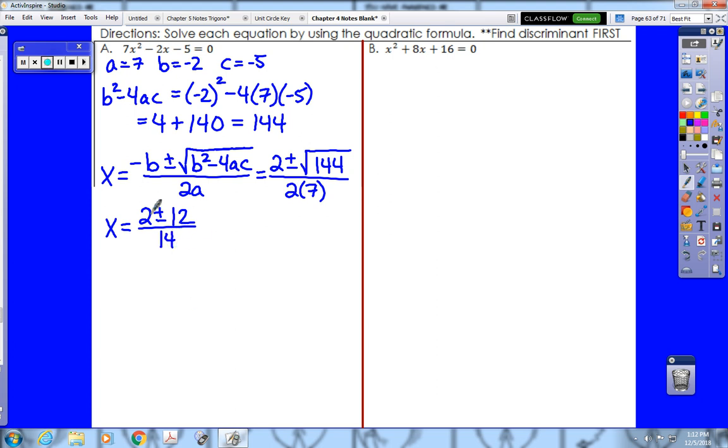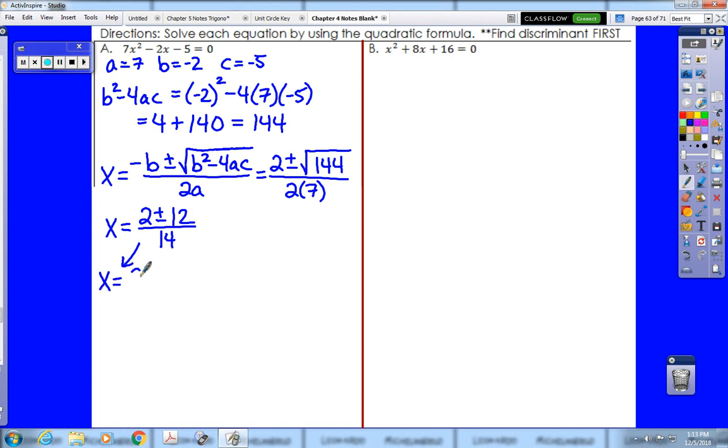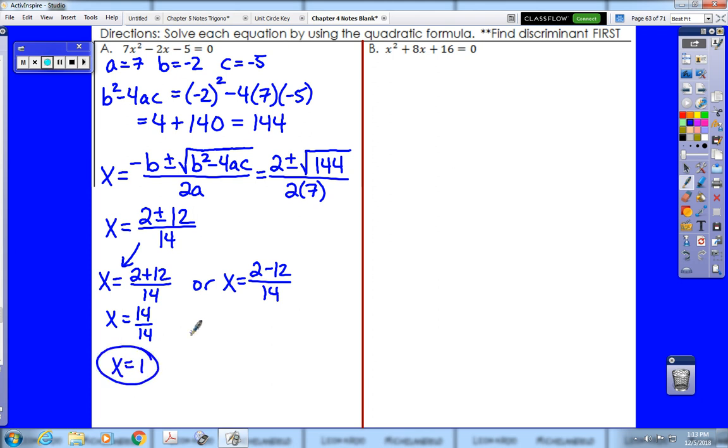Now there are no roots in this answer, so we are expected to break that into two separate answers. 2 plus 12 divided by 14, or 2 minus 12 divided by 14. We would then simplify each of those in turn. 14 over 14 would be an answer of 1 for the first solution. And on the second solution, we'd have negative 10 over 14, which does reduce. It does not divide evenly, but it does reduce to negative 5 over 7.